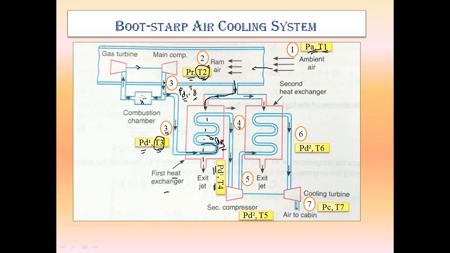Because of that constant pressure heat rejection process, the pressure of the air will remain the same during process 3 to 4. The pressure will be the same, that is nothing but PD1. Only the temperature will drop from T3 to T4.